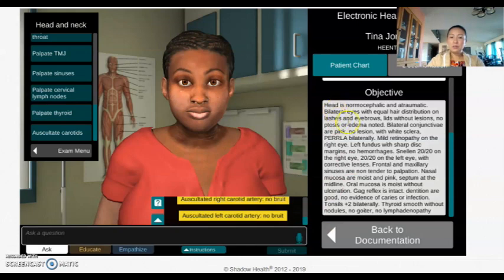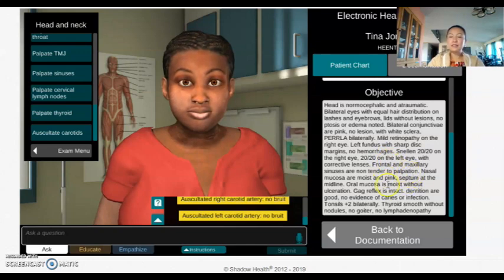Okay, so my assessment on the head part. Head is normocephalic and atraumatic. Bilateral eyes with equal hair distribution on lashes and eyebrows. Lids without lesion. No ptosis or edema noted. Bilateral conjunctiva are pink. No lesion with white sclera. Pupils are equal and round, reactive to light and accommodation bilaterally. Mild retinopathy on the right eye. Left fundus with sharp disc margins. No hemorrhages. Snellen 20/20 on the right eye, 20/20 on the left eye with corrective lenses.